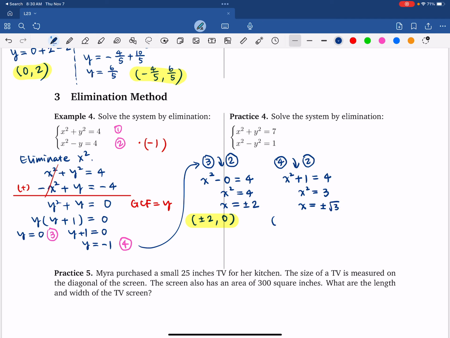So we have our second pair of solutions: plus minus square root of 3, comma -1. So that would be the second pair of solutions. In total, we have 4 solutions.